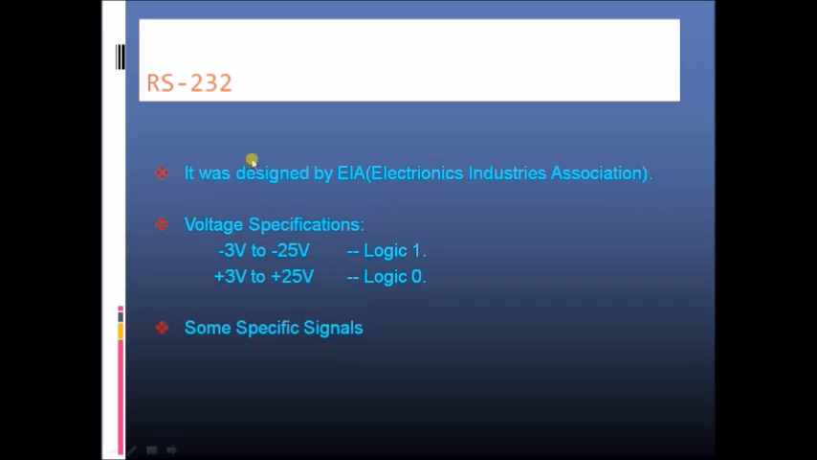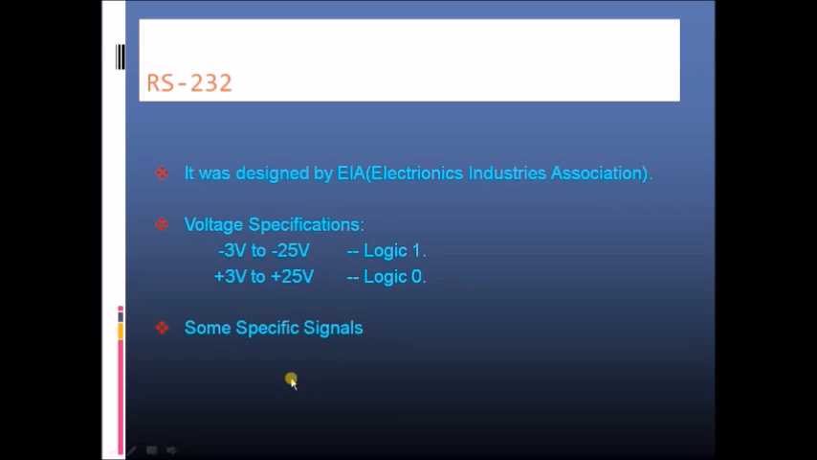So as we have seen the RS-232 protocol, here RS stands for recommended standards, and it was designed by EIA, and it provides two specifications, that is voltage and signals. As we have just seen how logic 1 and logic 0 are represented in RS-232, they are called negative logic voltages. Why? Because logic 1 is represented with a negative voltage and logic 0 is represented with a positive voltage.